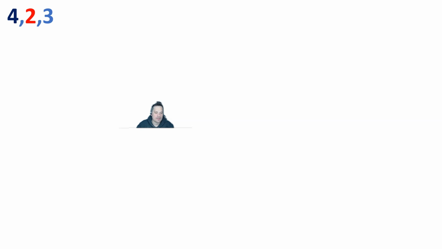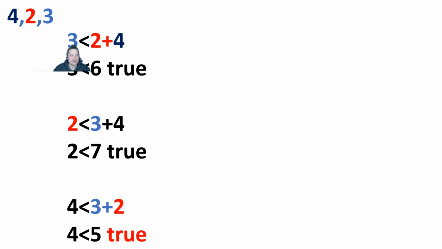So here I have 3 numbers given, 4, 2, and 3. What I want to know is whether these can make a triangle or not. So I just have to do some basic checks as follows. Is 3 less than 2 plus 4? In other words, is 3 less than 6? That is clearly true. I'm taking each value like the 3 and checking whether it's less than 4 plus 2. I go on to the next one.